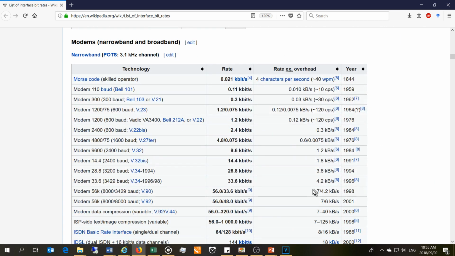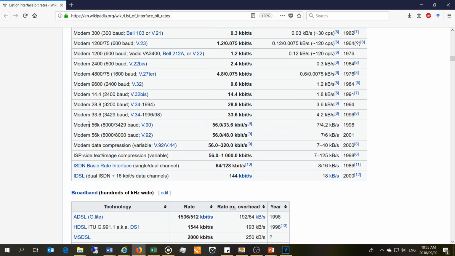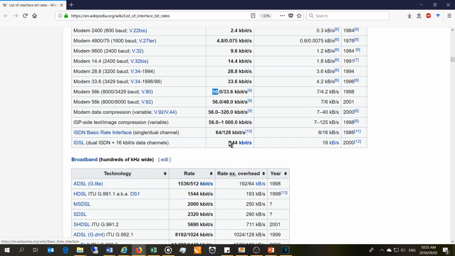Now, just by the way, it might be interesting to see the evolution of these bit rates. In the old days, I don't know if you recall, we had those modems. We used to dial up to the internet, 56K, and that was the bit rate, 56 kilobits per second. That's why it was called a 56K modem. And then we went to ISDN and so forth.